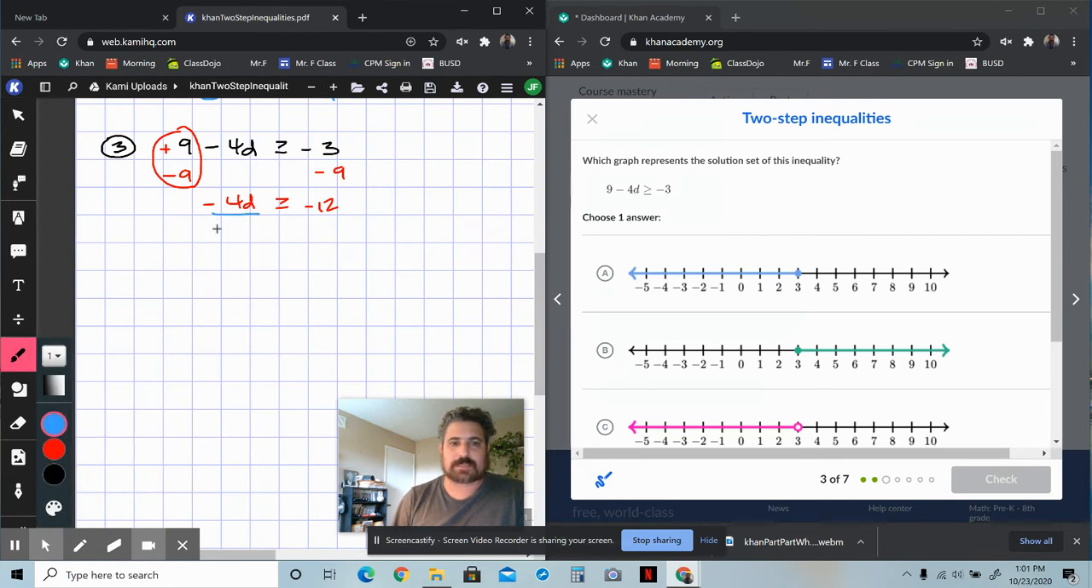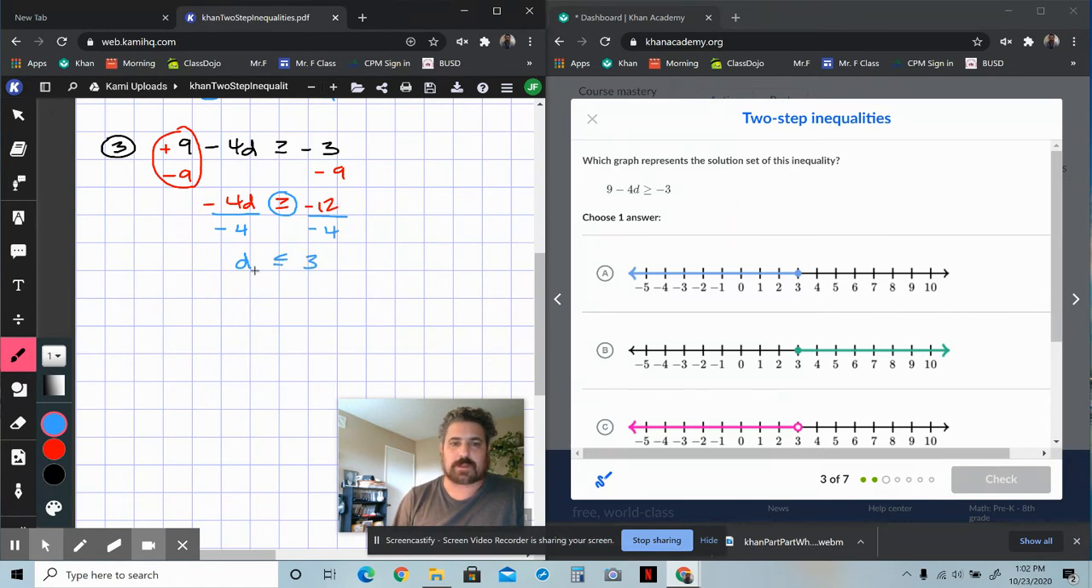But guess what? You have to divide both sides of your inequality by a negative, right? Which means you're going to have to reverse that inequality, okay? So when you divide by a negative across an inequality, you've got to reverse the inequality. So negative 4 over negative 4 is positive 1. You get positive 1d. But this isn't going to be greater than or equal to. Now it's going to be less than or equal to. And what's negative 12 divided by negative 4?